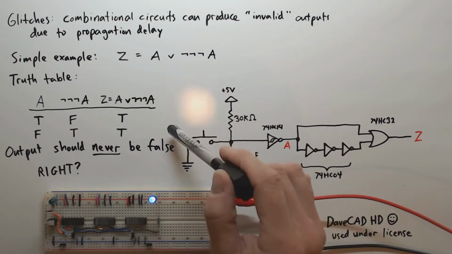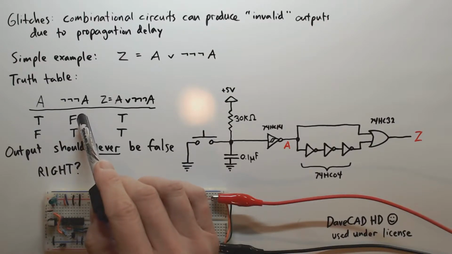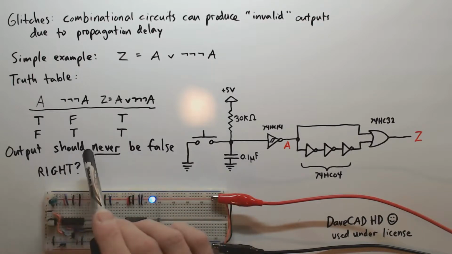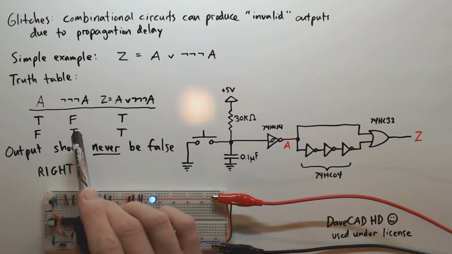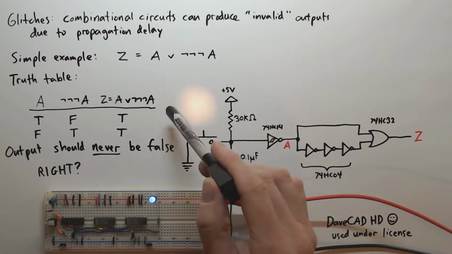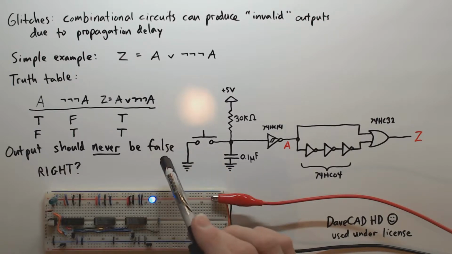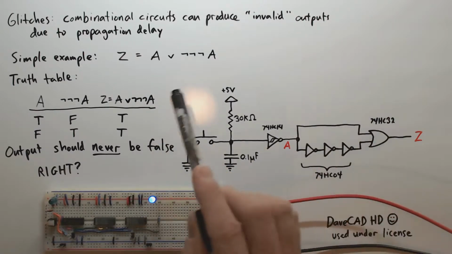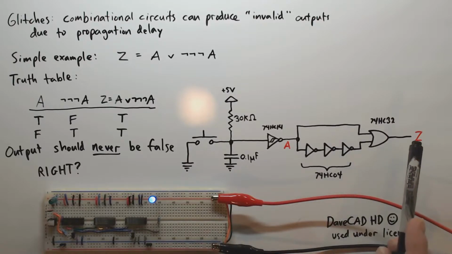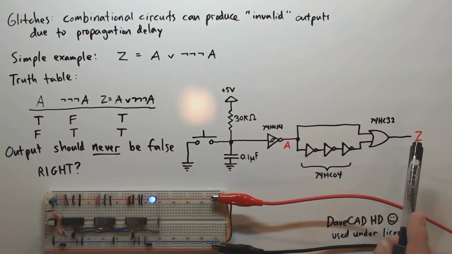And if we consider the truth table for this function, if A is true, not A is false, A or not A is true. If A is false, not A is true, A or not A is true. So in theory, the output of this function should never be false. However, what we will find when we examine the behavior of the circuit is that we should actually be able to make this output false, at least for a short period of time.